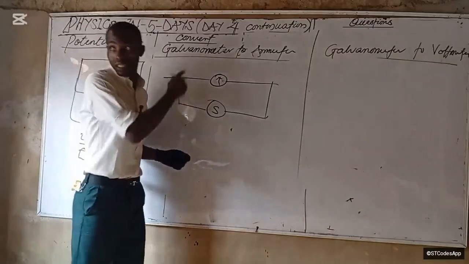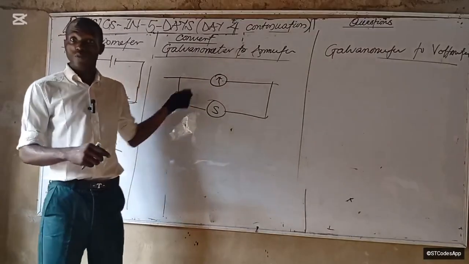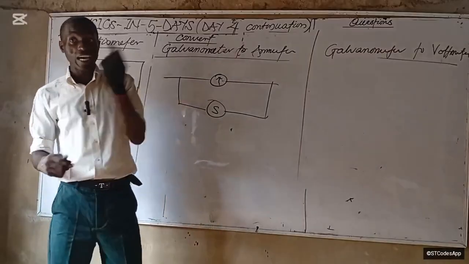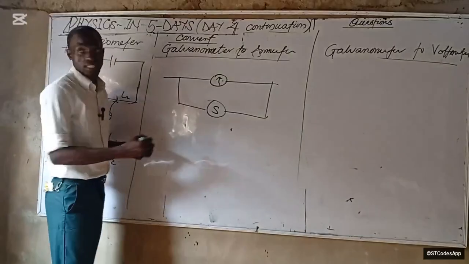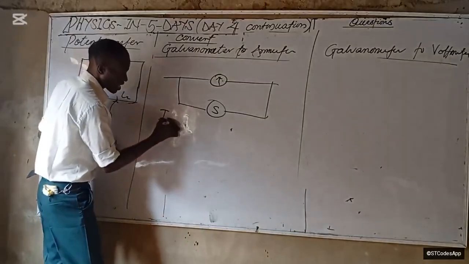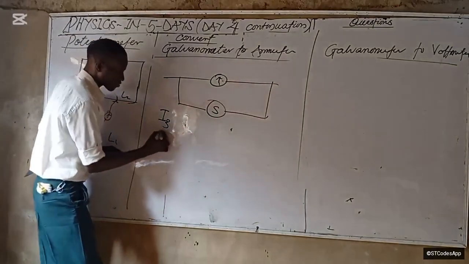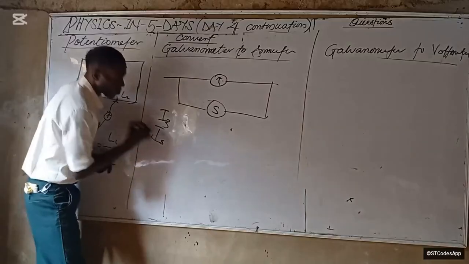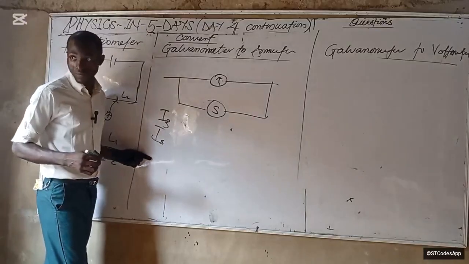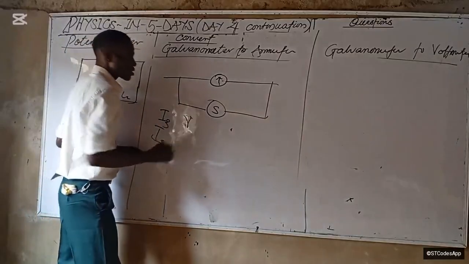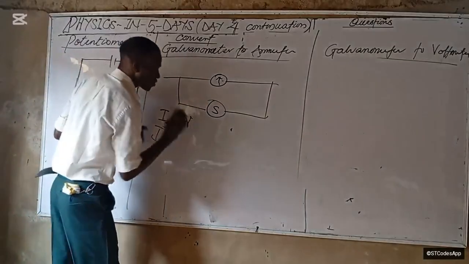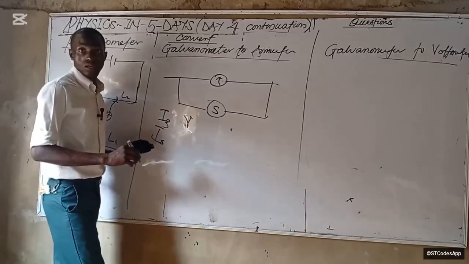Voltage will be equal, but current will be different. So the one that is different is the one we analyze. The current through the galvanometer, let's call it I sub G, and the current through the shunt will be I sub S. Then the voltage through both of them will be V. Does that make sense?